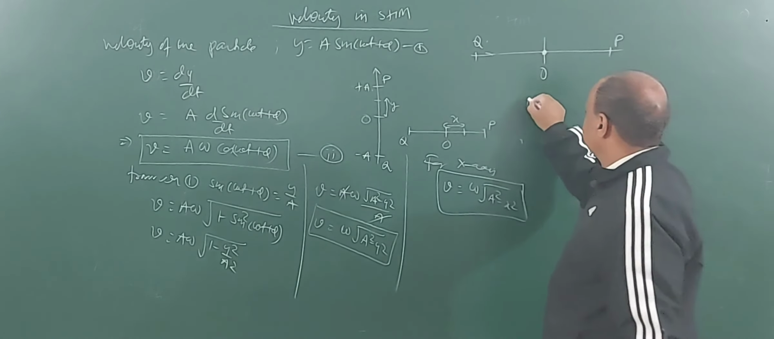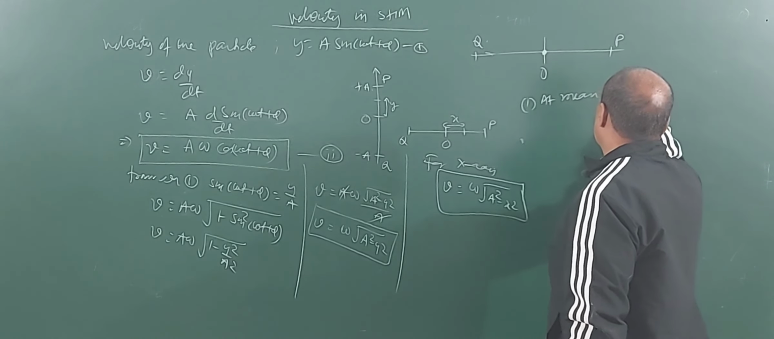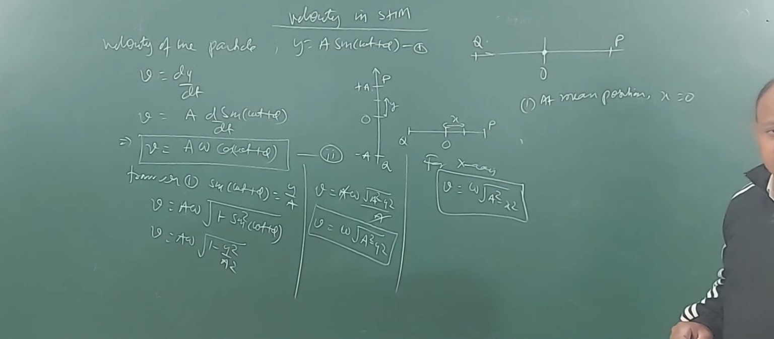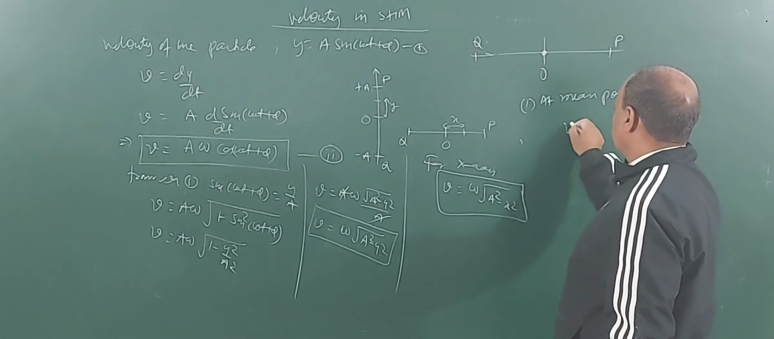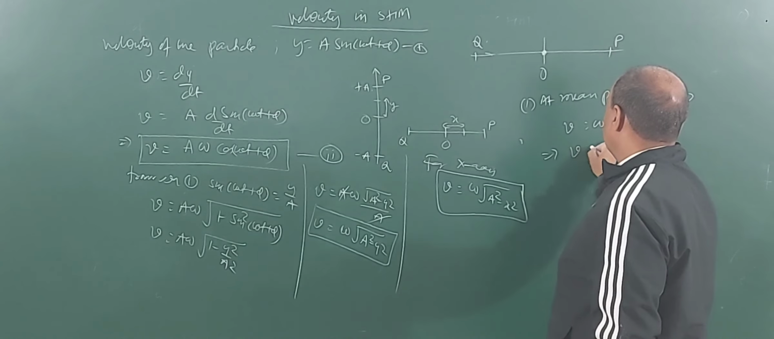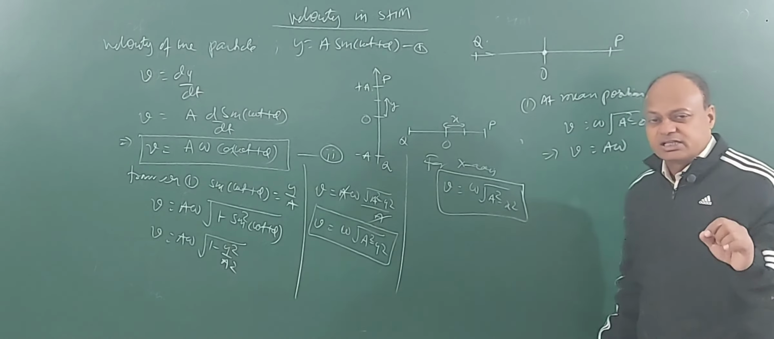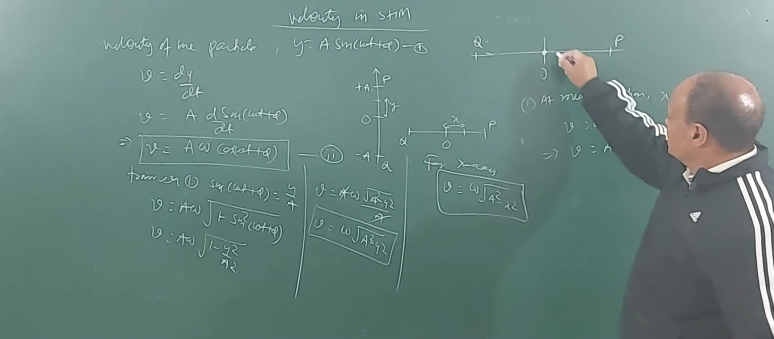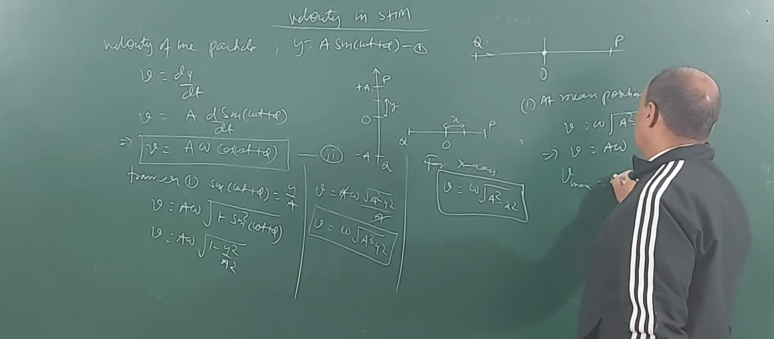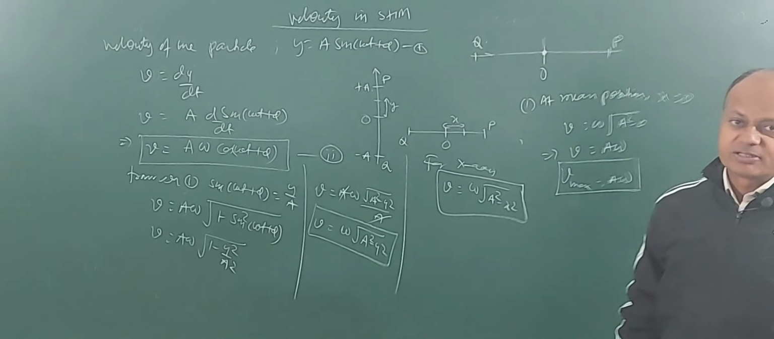Number one, at mean position. When the particle is at mean position, then how much will be x out here? x will be 0. If I put x equal to 0 here, then v becomes omega root over A square minus 0. So, v will be A into omega. So, remember that in simple harmonic oscillation, the velocity of the particle is maximum at the mean position at O. So, v max will be how much? A into omega. This is the first equation.